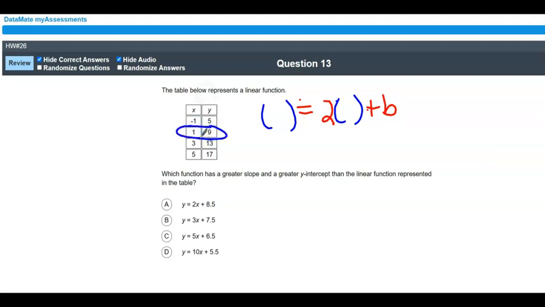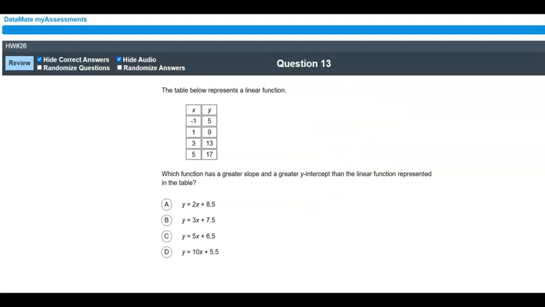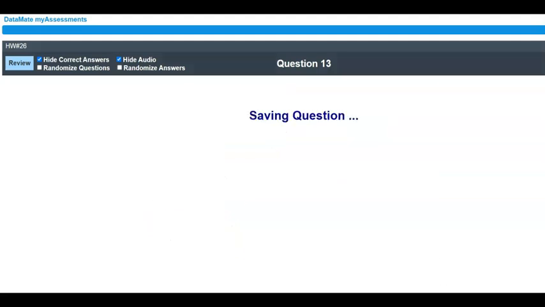So here's a point from the table. If x is 1 and y is 9, I could figure out what b is, because 9 is equal to 2 plus b, which means that b must be 7. So the table here has an equation of y equals 2x plus 7. And we need to have values that are higher than both of those. So this one's out. This one's out because 6.5 and 5.5 are lower than 7, leaving us with the only option, which is B.